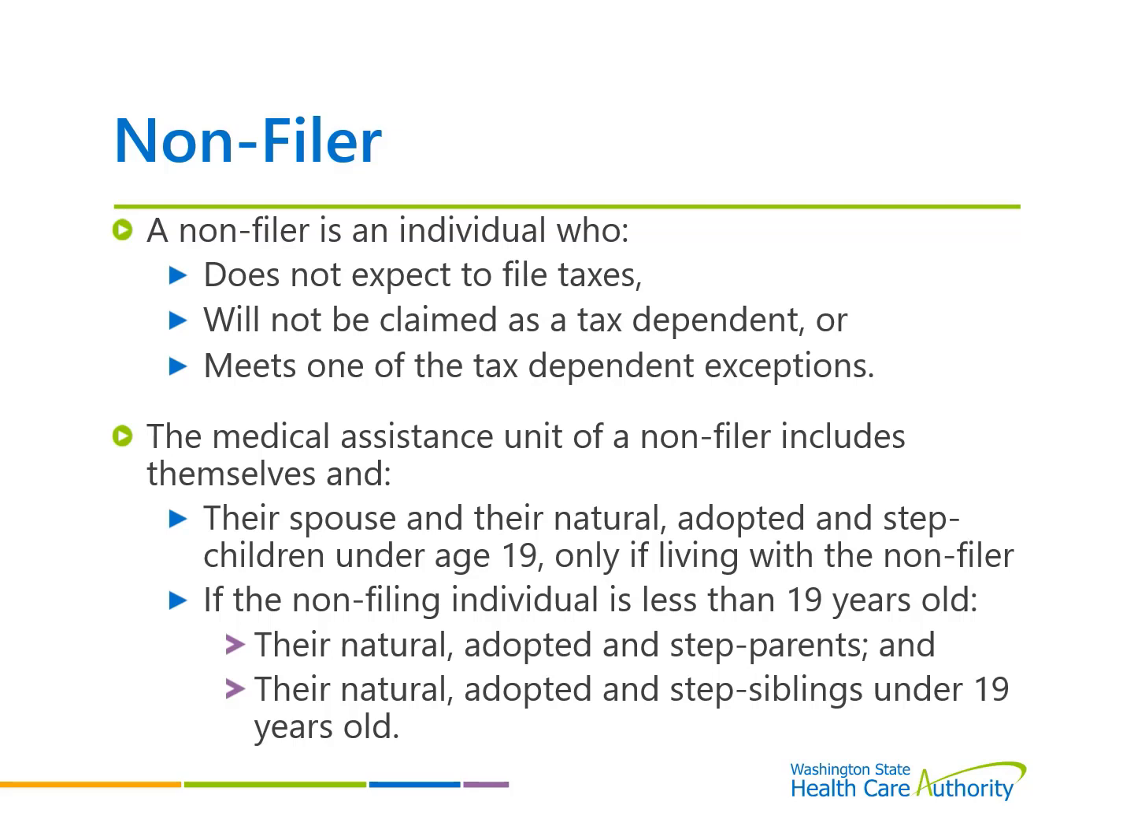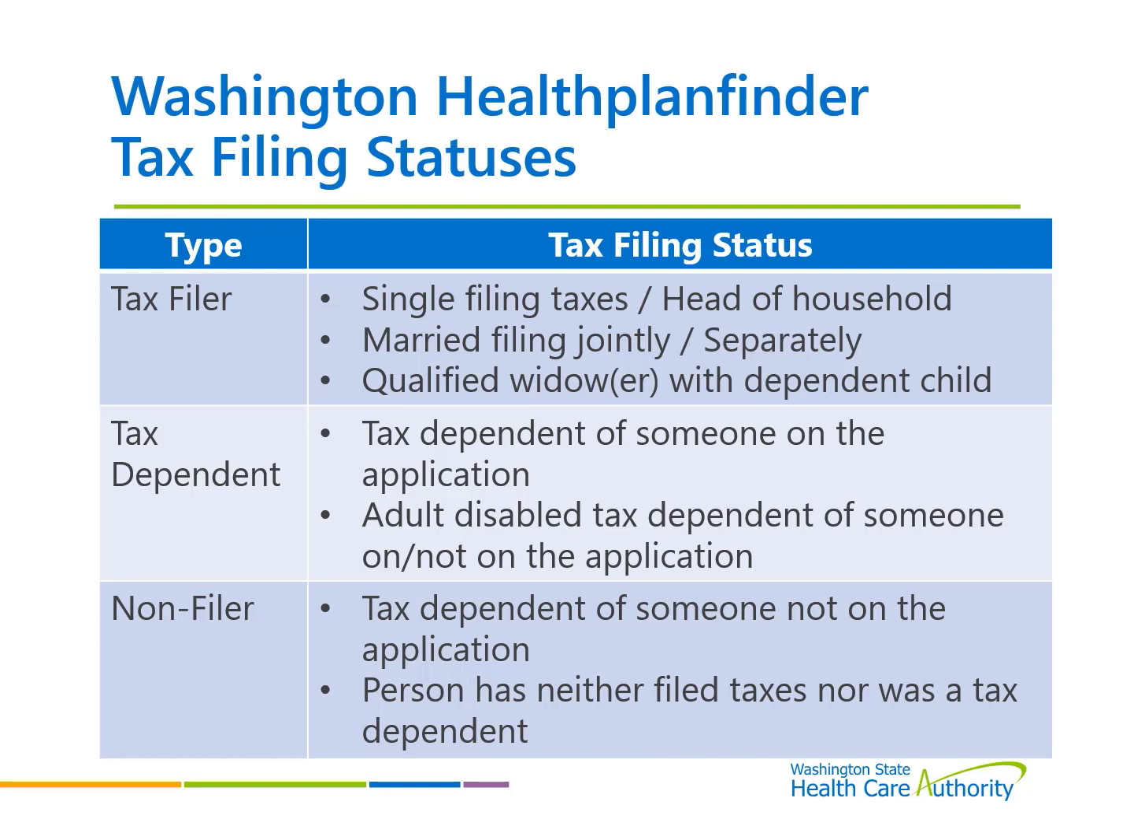If the non-filing individual is less than 19 years old, their medical assistance unit includes their natural, adopted, and step-parents, and their natural, adopted, and step-siblings under 19 years old. Here is a summary of all available tax filing statuses in Washington Healthplanfinder and how they correspond to the categories we just reviewed.